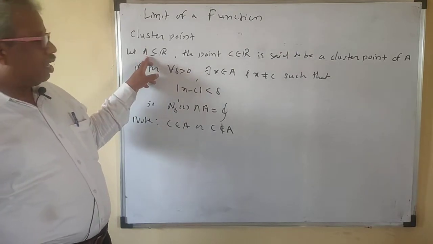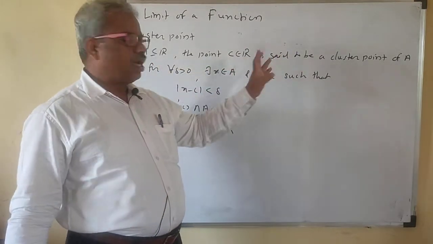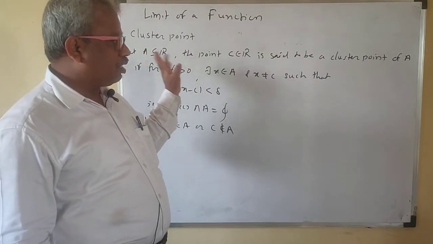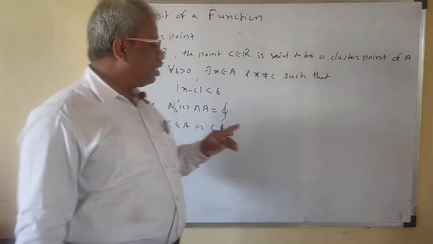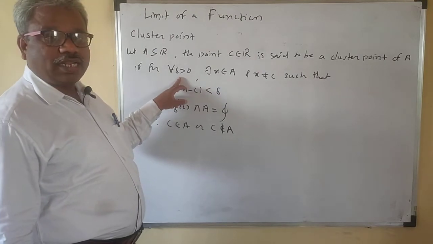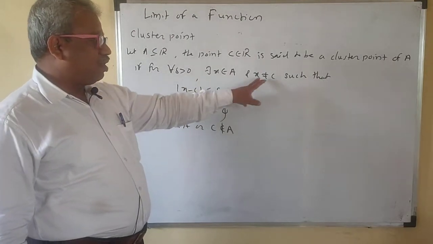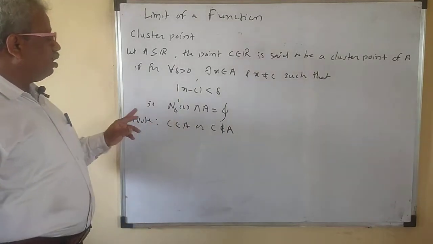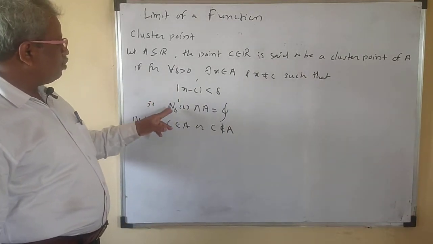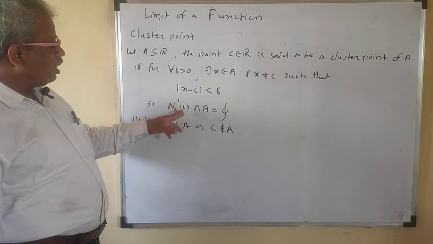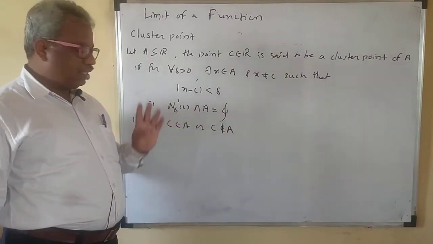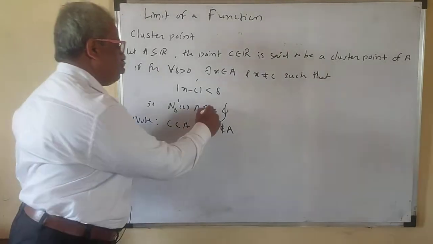Suppose A is a subset of R. The point c belongs to R. That means c is any real number. It may be a point of A or may not be a point of A. Doesn't matter. That point is said to be the cluster point of A if for all delta greater than 0, there exists x belongs to A, x not equal to c, such that mod of x minus c is less than delta. In other words, this delta neighborhood intersection with A is not empty.